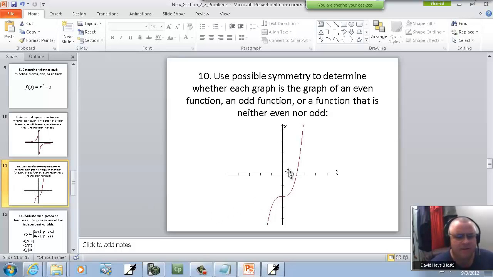Same instructions. It's not even. If I take the right part of my graph here and flip it across the y-axis, there's nothing for it to land on over here. It's not exactly odd, because if I start with the first quadrant, flip it across, and flip it down, it's not going to land exactly on that part down there. It'll be off. So this is a neither.